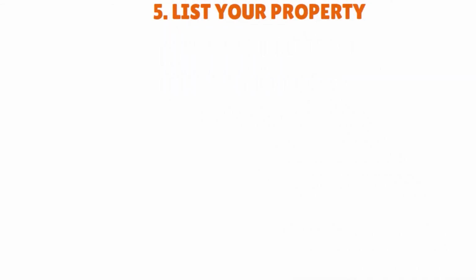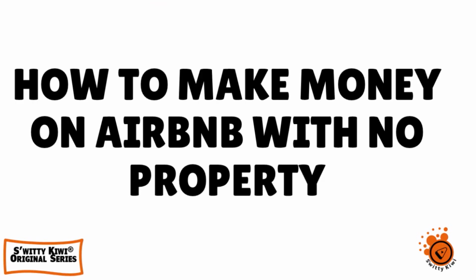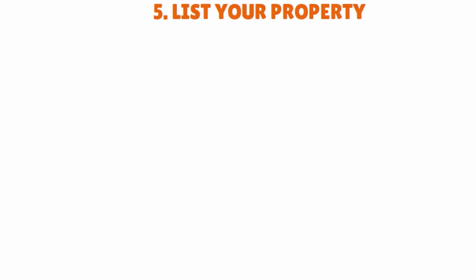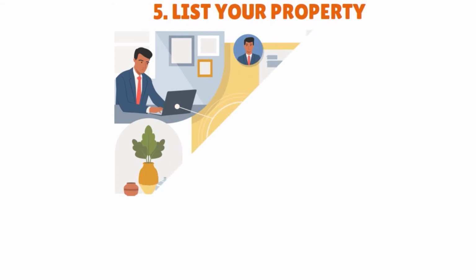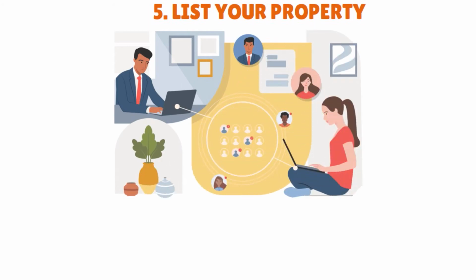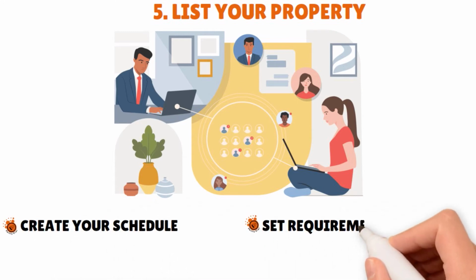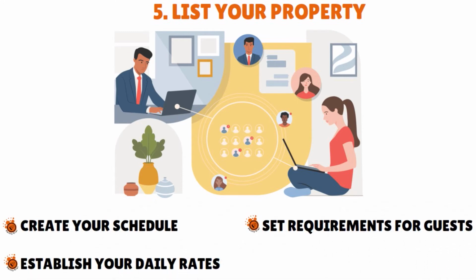You also want to list your property. I'm still having a conversation with you about your Airbnb rental arbitrage strategy. So you need to list your property, and listing your property is straightforward. Just follow the instructions on the Airbnb or Vrbo page by selecting become a host. You can create a dummy profile to get started and then create your real listing later on. After you are set up, you can create your schedule, set requirements for guests, and establish your daily rates. From there, everything is taken care of on the Airbnb or Vrbo website and app, which is what makes this model so easy to get into.